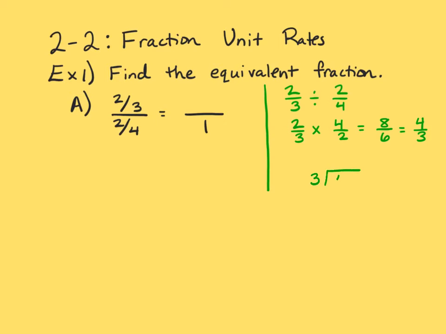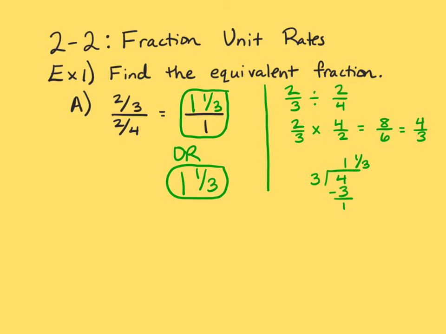3 will go into 4 one whole time, and we get a remainder of 1, so we have 1 1/3. So 1 1/3 is an equivalent fraction. We could write it over 1, or we could write it as 1 1/3 when we've simplified this unit rate.